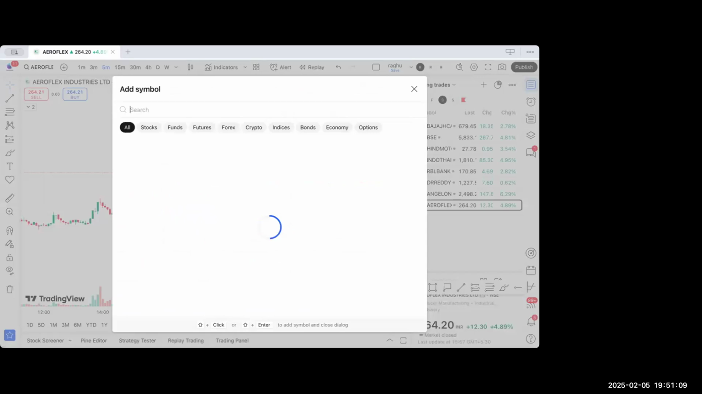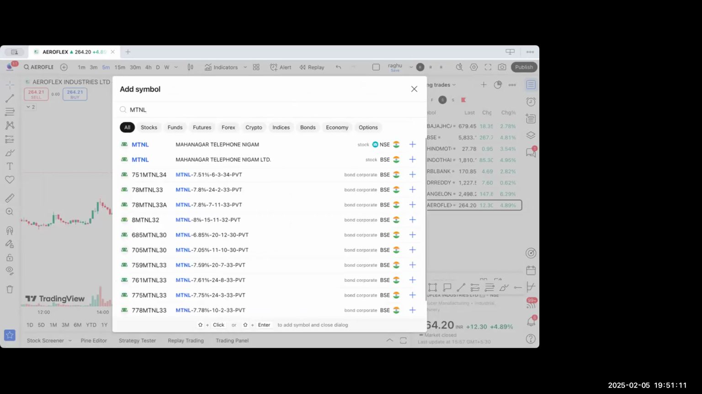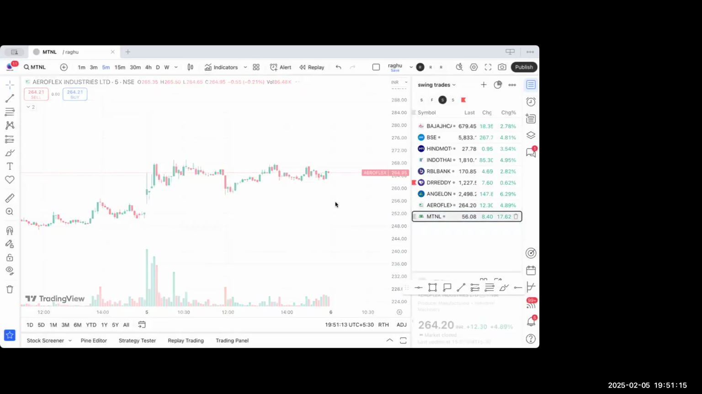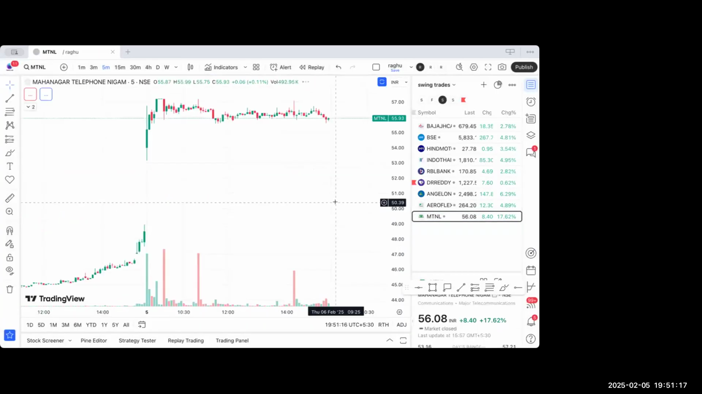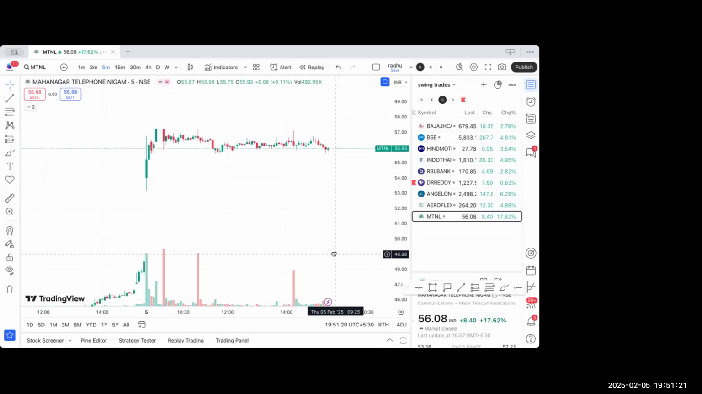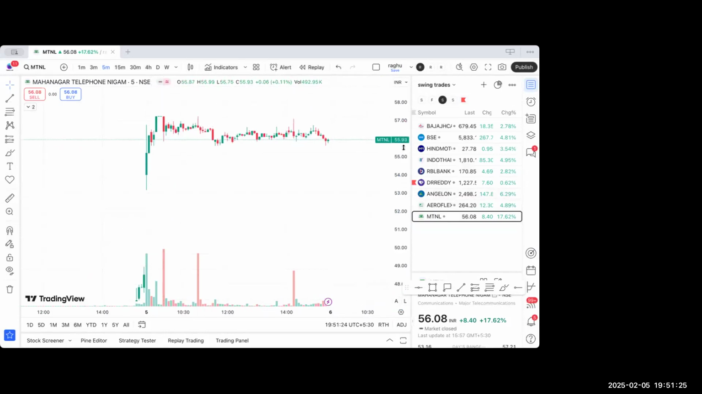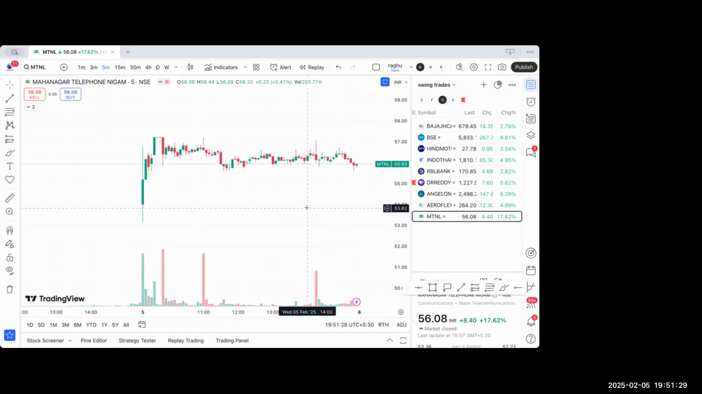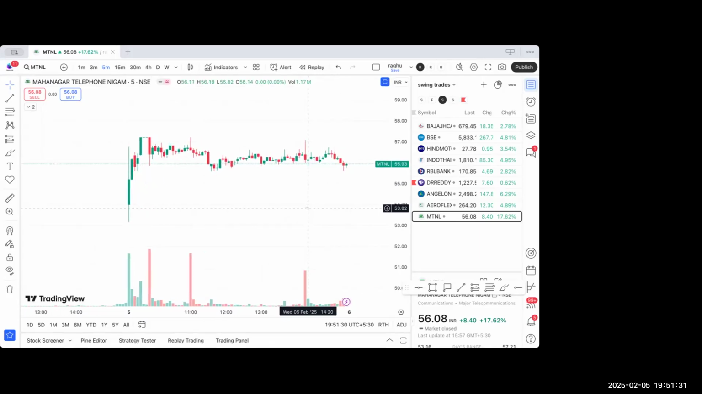MTNL was an intraday stock because it came in an intraday scanner. Even MTNL came in intraday. Nagaraj, now you tell me, where is the moment to take entry or exit? Correct. What happened now, bro? These two candles are big numbers, right? After that, it is coming in the scanner.